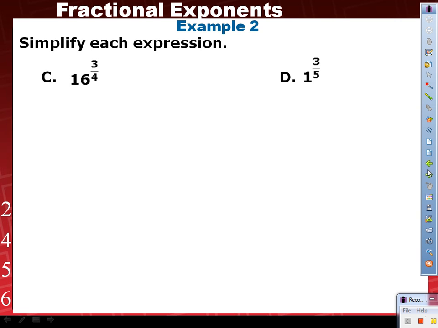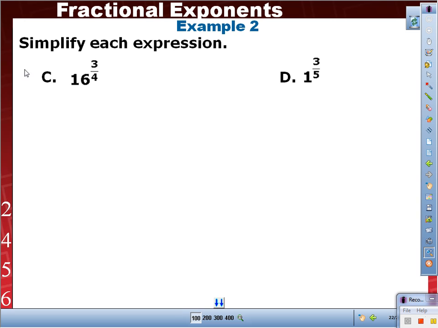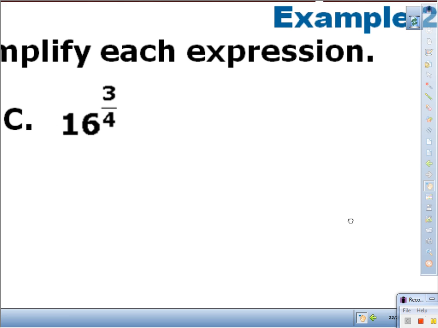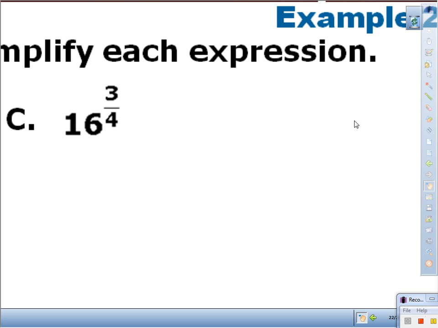Do this one by yourself. Example 2C. By now, you should be able to do that one. Example 2C. Let's see what you get. So we can move on to funner stuff.